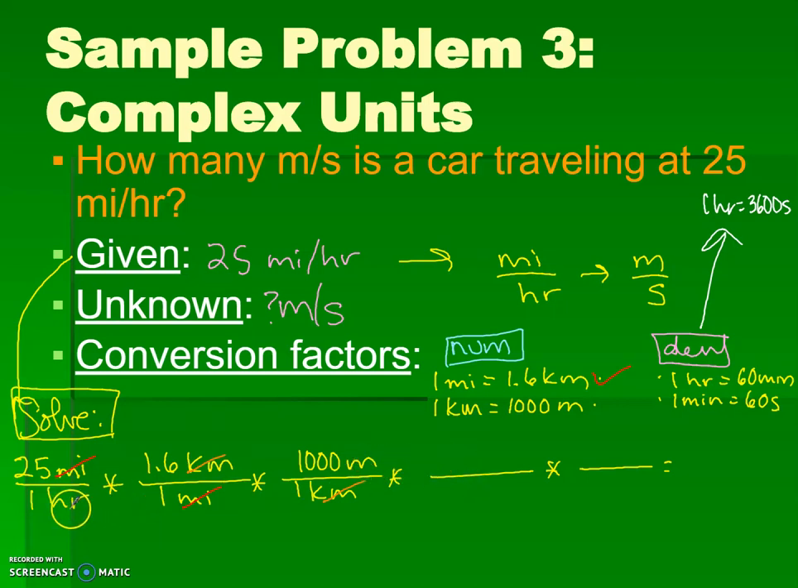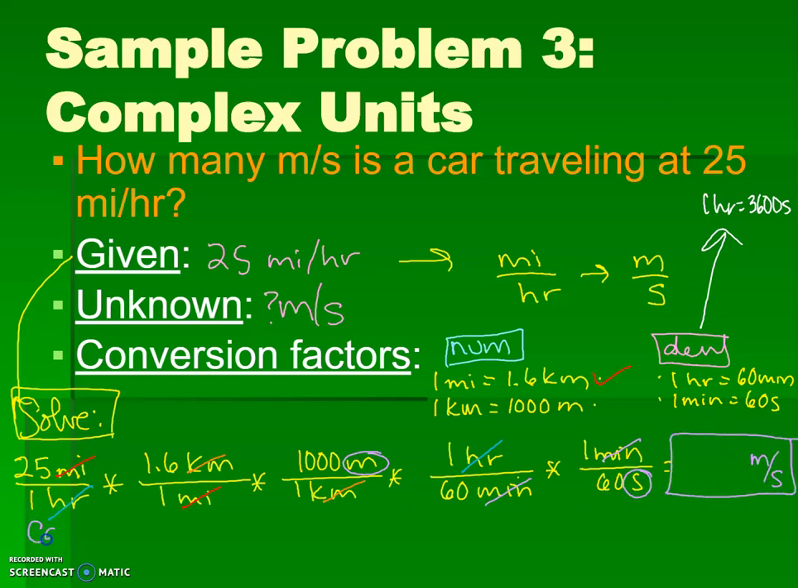Then I can attack my hours on the bottom. 1 hour on top, 60 minutes on the bottom, so that they cancel out, hours and hours. And then lastly, convert 1 minute, 60 seconds, and I get minutes and minutes to cancel out, leaving meters per second. Okay, that's what my answer will be in meters per second.